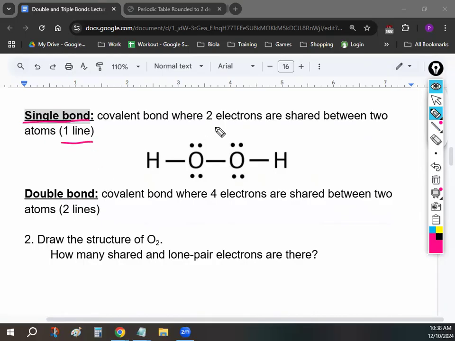Okay, so 1 line, and it's 2 electrons. Something that you guys already know. 2 electrons is 1 line, and we call that a single bond. So if you take a look at the molecule that we just drew, it has 3 single bonds. Okay, there's a connection here, 1 line right there, a line there, and a line there. Okay, so a single bond is when 2 elements share 2 electrons, and you have 1 line in between.